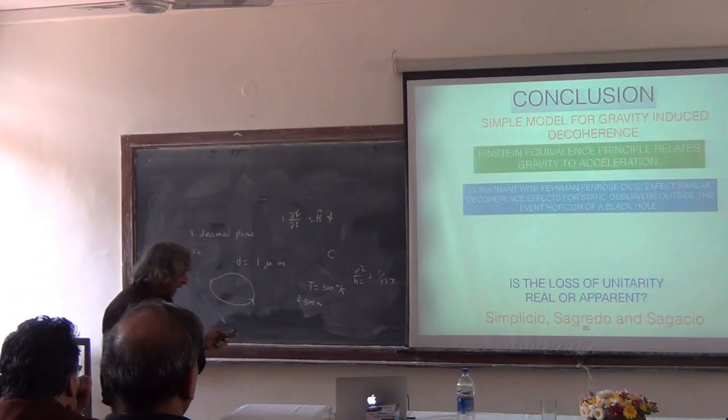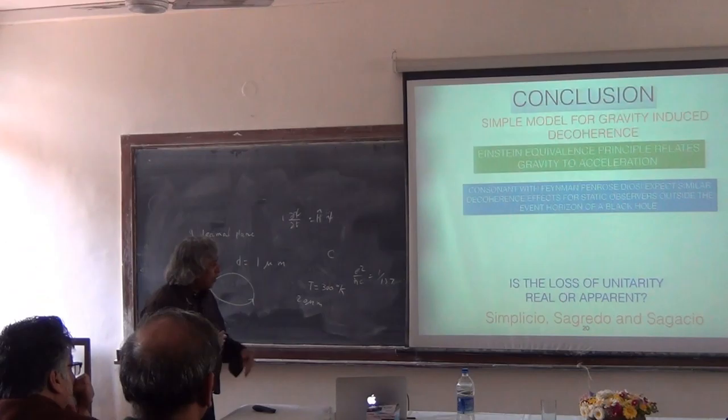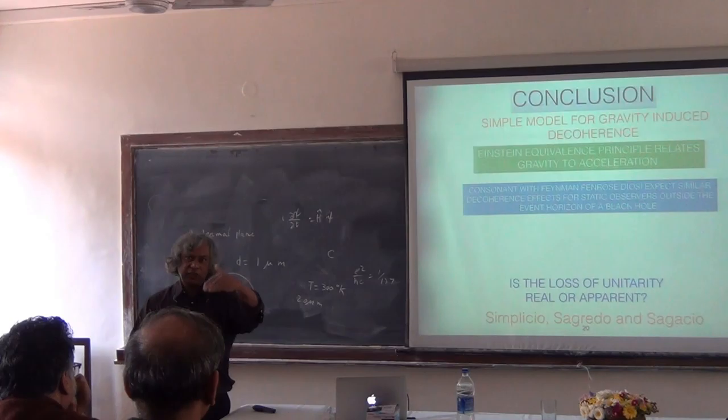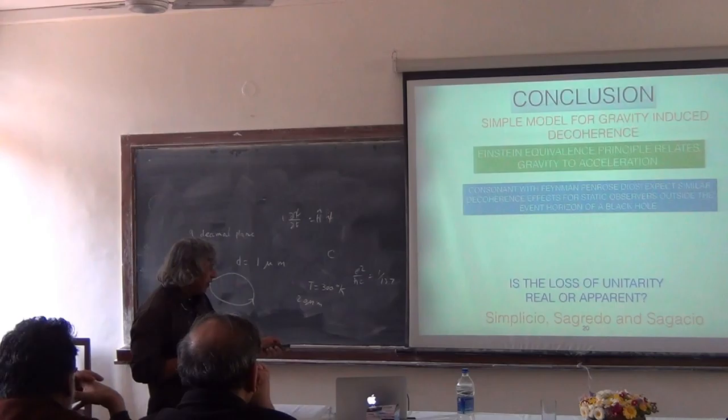Now, is the loss of unitarity real or is it apparent? We can take three points of view. One point of view is from Galileo's dialogue. There's a character called Simplicio who takes a simple point of view. He sees the experiment and you've lost the coherence. So what he will say is that I don't care about those photons, I'll just look at what I can see. And he will decide that there is a loss of coherence in the system.